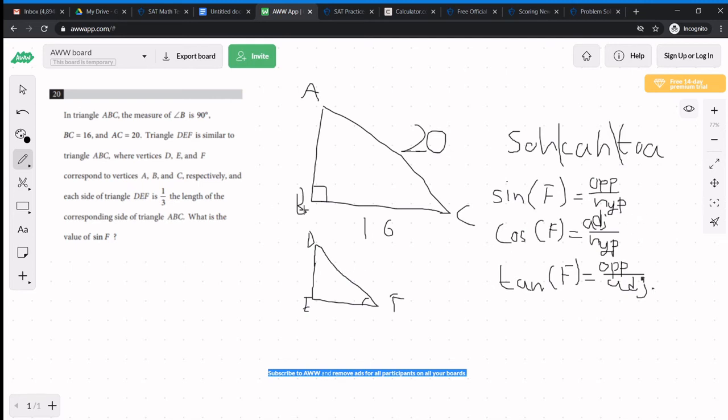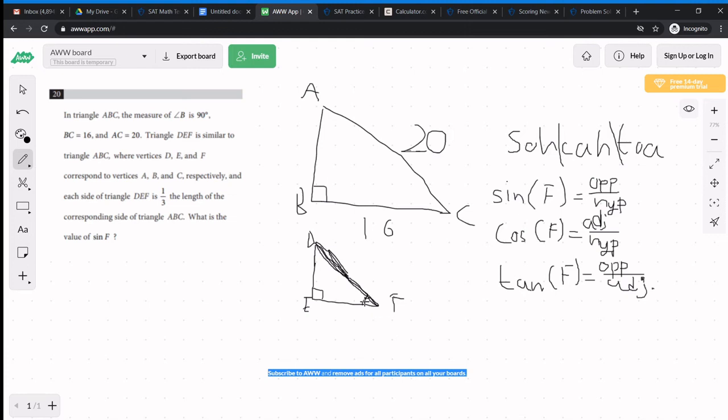So, the one that we're looking for, right? Say SOHCAHTOA in your head. Oh, we're looking for sine. That's the first one. Sine of f is equal to the opposite side over the hypotenuse. The hypotenuse, again, for those of you who don't know, is the side opposite the right angle. The biggest side in the triangle is called the hypotenuse, right? And in right triangles, it's always opposite to the right angle.